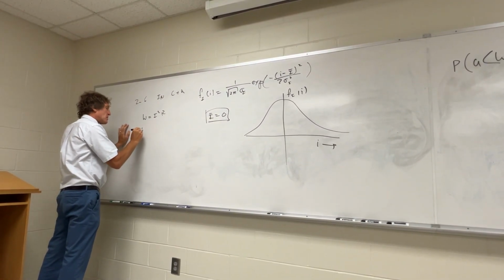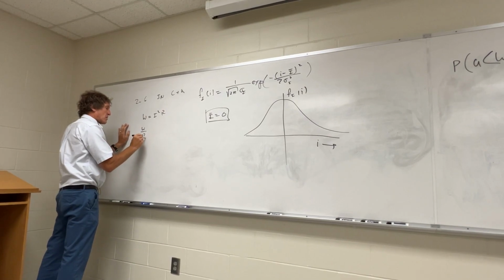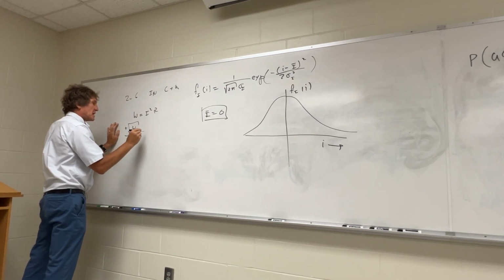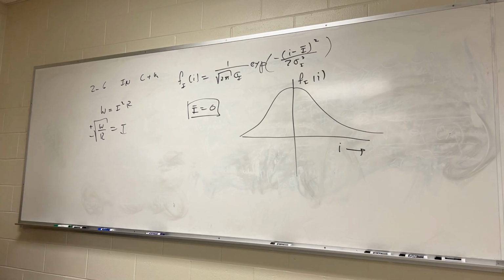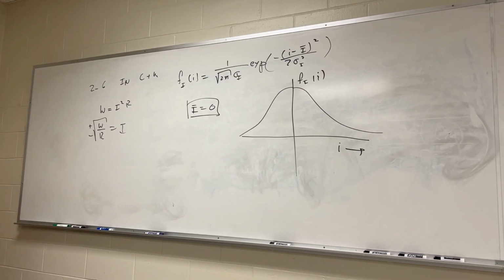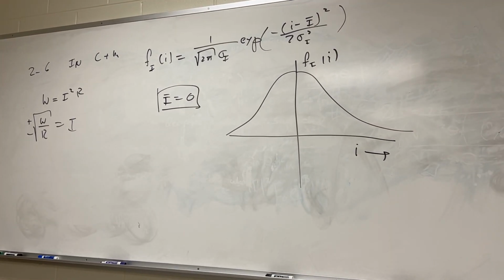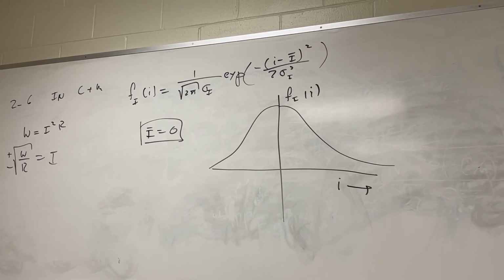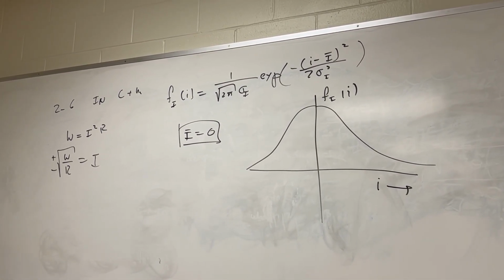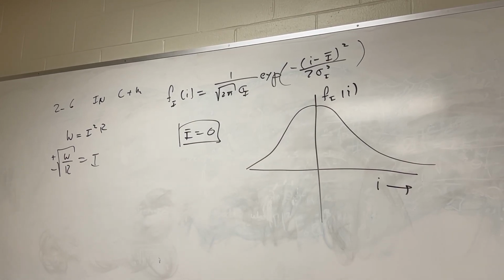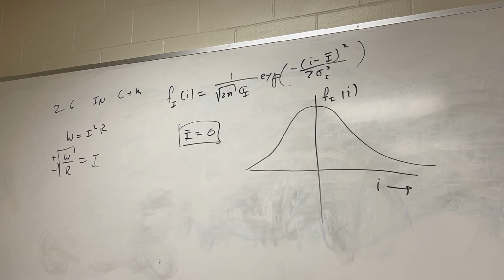Now, power over R square root would be plus or minus I. Do you all agree with this, class? I'm just showing you, if power is defined as I squared R in the simple sense, this would be the RMS power, and I would be the RMS value. You all with me on this, class? This would be the RMS envelope. But you could have 1 over the square root of 2 if it was peak power.